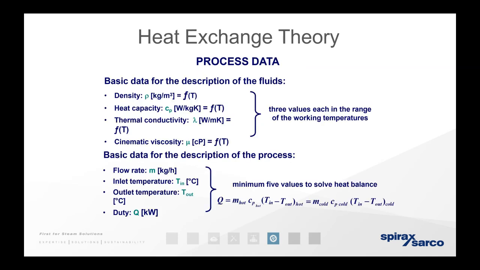So process data. Basic data for the description of fluids. Here you have the density, kilograms per meter cubed, a function of temperature. Heat capacity, so Cp. And you have the thermal conductivity, which you also need to know. And then the kinematic viscosity, so the way it's moving through the pipes. Basic data for the description of the process: this is the minimum requirement you need. So you have your flow rate in meters cubed per hour, inlet temperature, outlet temperature, and your duty. So again, that gives you the formula you can see for both below.